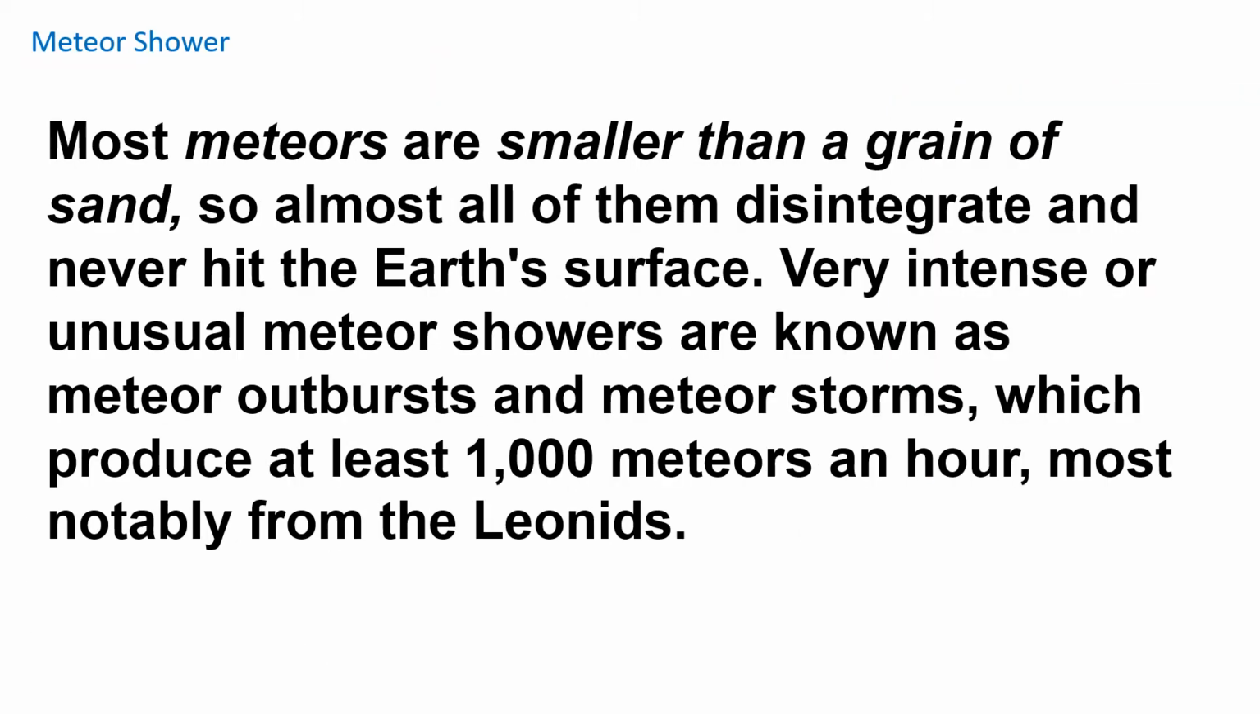Most meteors are smaller than a grain of sand. Almost all of them disintegrate and never hit the Earth's surface. Very intense or unusual meteor showers are known as meteor outbursts and meteor storms, which produce at least 1,000 meteors an hour. So there are a lot of meteors produced in an hour, most notably from the Leonids.